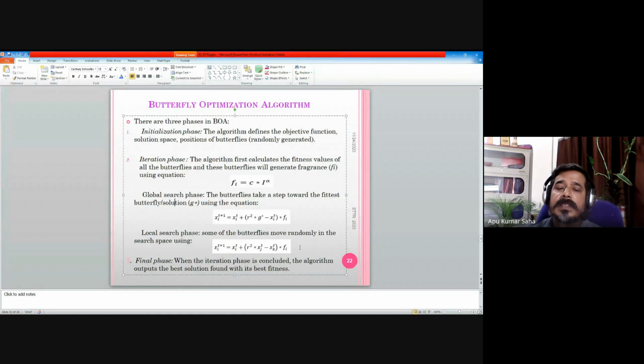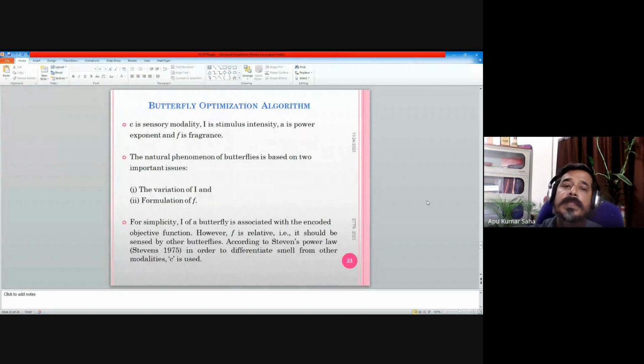And the final phase: ultimately, when the iteration is completed, you will get your best butterfly. So that is your final phase. So that is all about your butterfly optimization algorithm.